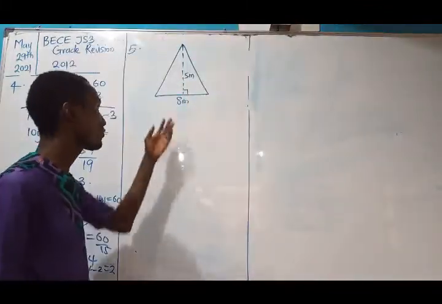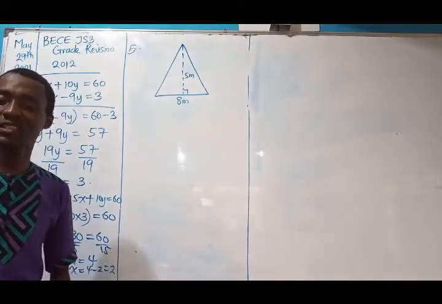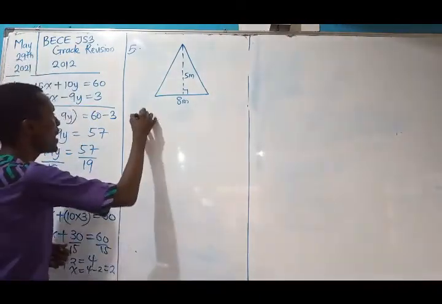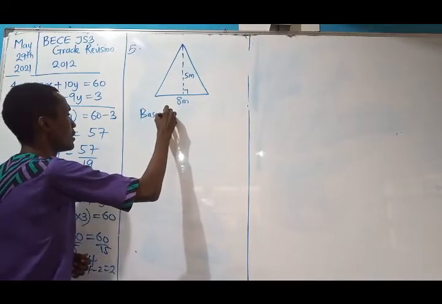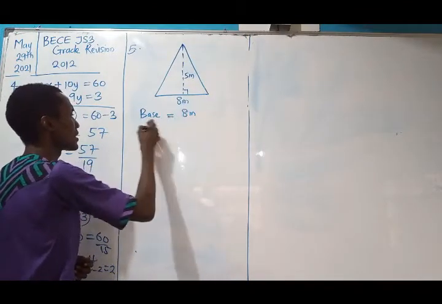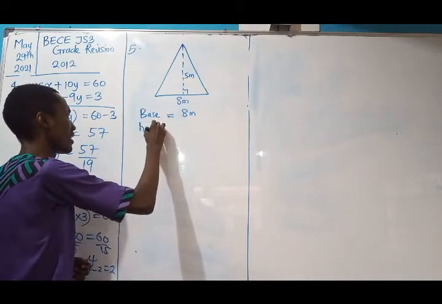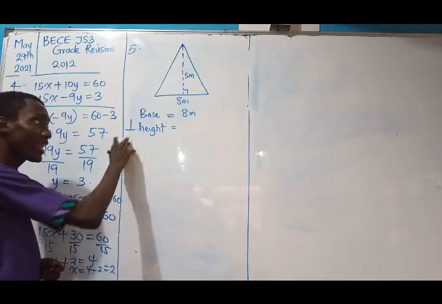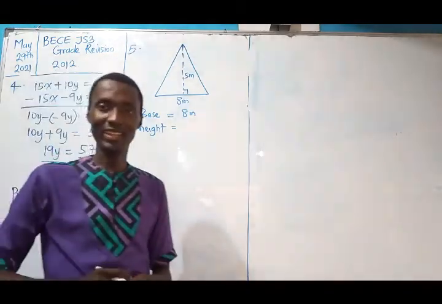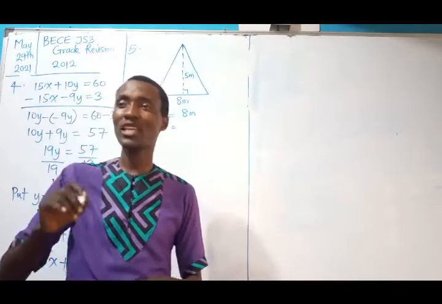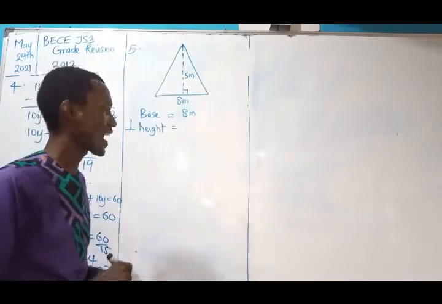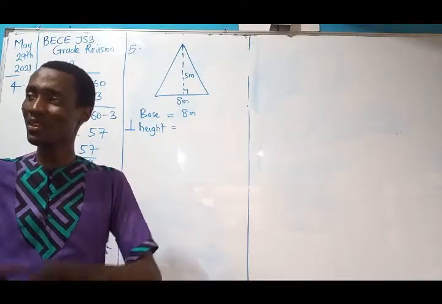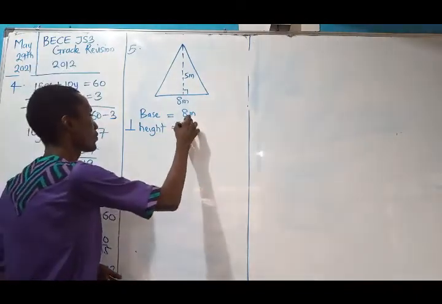In question 5, we are given a triangle and it says find the area of this triangle. Very simple. The base is giving us what? 8 meters. The height is giving us what? Now the perpendicular height. This is our right perpendicular height. Anytime you see height in geometry as h, it means you are talking about what? Perpendicular height. Height that is vertical. That's what it means to be perpendicular. Height that is vertical. All right. And that is what? 5 meters.